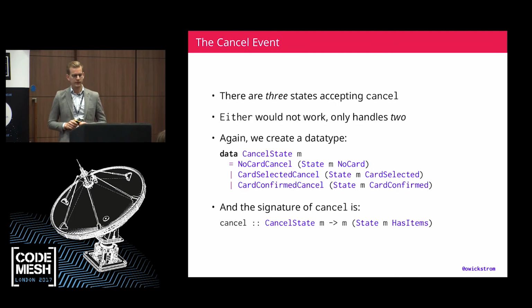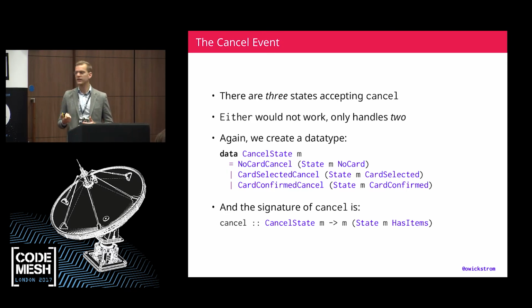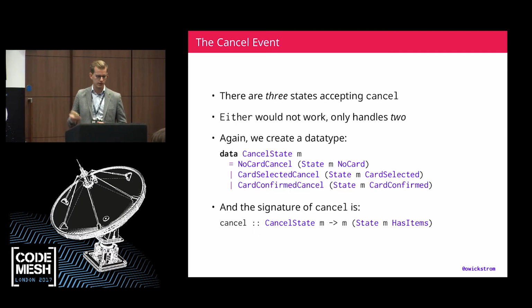Then there are three states accepting the cancel event. The either type would be even worse now, because then we'd have to start nesting them, and no, let's not do that. So we write a new data type called cancel state, which has three constructors, one for each valid state to come from. And we pass that in the same manner to cancel.